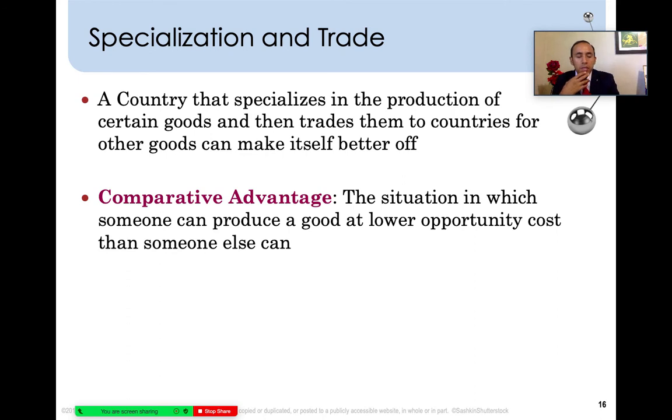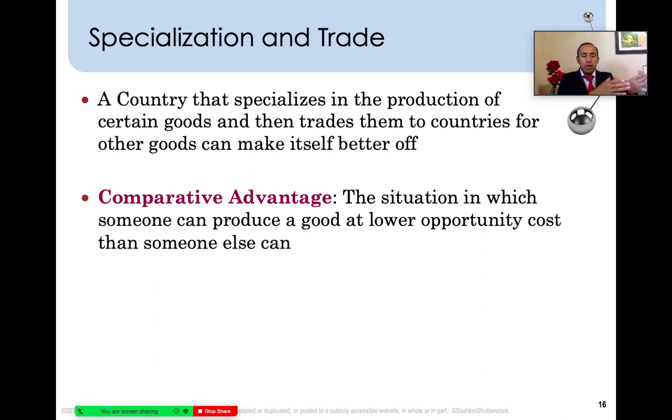One of the key components of the PPF model that helps us explain this concept is comparative advantage. Typically, if a country, a person, a business, or an individual specializes in a good or service, it is because they may have a low cost, or what is referred to as a lower opportunity cost than someone else. Comparative advantage is a situation in which someone can produce a good or service at a lower opportunity cost than anybody else can. Think about the lower opportunity costs.